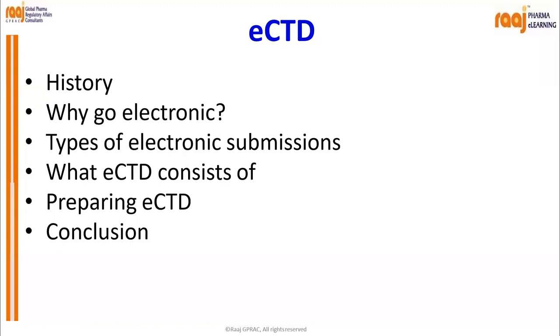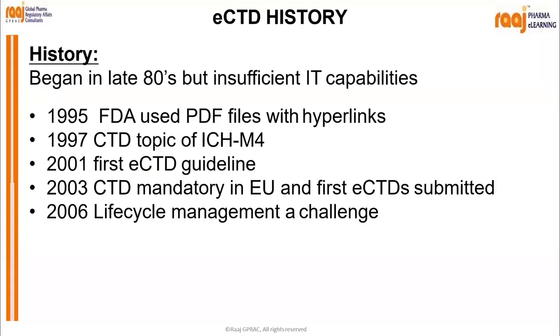Today we are going to cover the history of this CTD, eCTD. First of all, why go electronic. Then there are different types of submissions like CTD, eCTD, then NeeS and ACTD. And what does this CTD or eCTD consist of, and how do you prepare eCTD? This will be covered in the next week's session using software, as I have already mentioned, and the conclusion.